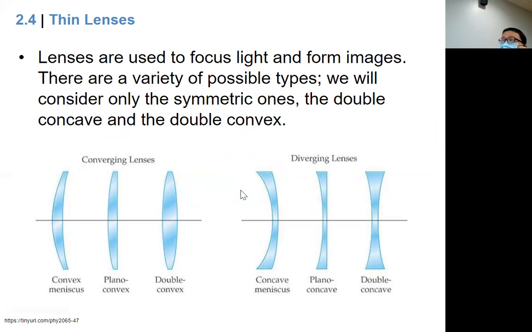Okay, in this class, we will focus on this type of lens called double convex, or this one, double concave. Okay, if not otherwise stated, when we are referring to convex lenses, we are referring to double convex lenses. If we are referring to concave lenses, we are talking about double concave lenses. Okay. All right.